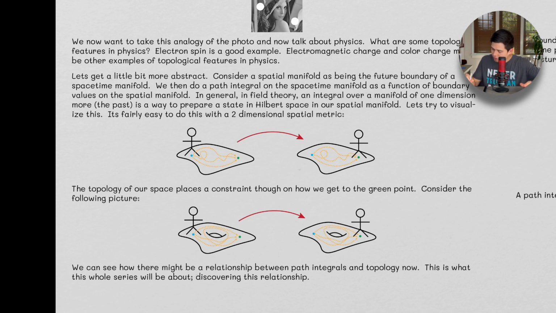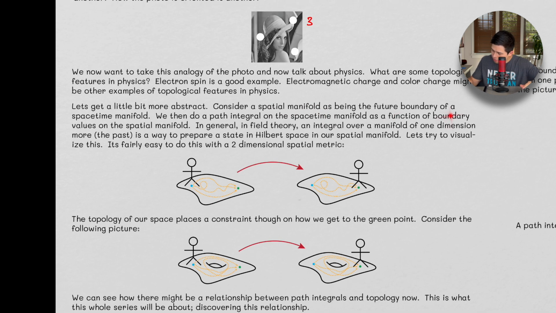All right. So we're going to consider a spatial manifold as being the future boundary of a space-time manifold. Okay, so what I'm doing here is you move in space and time, but at the boundaries of space and time are just space, right? So at one moment in time, you're at some state, then you travel through time, you travel through that time, and you travel through that space, and then at the boundary again, at some particular time, you're just in some space, right? So we'll go over this a little bit more, but the idea is space-time has boundaries, and the boundaries are one dimension less than the inside of the volume.